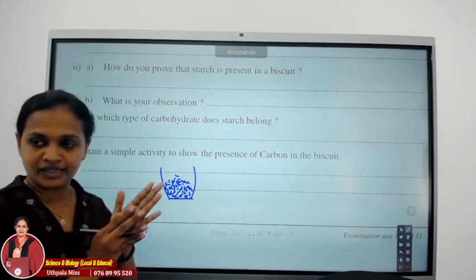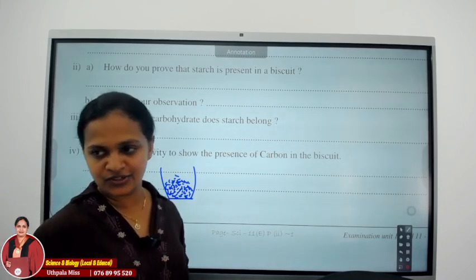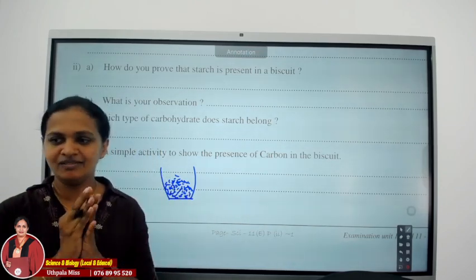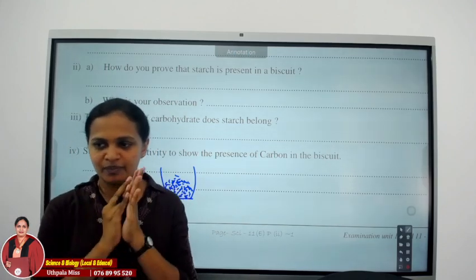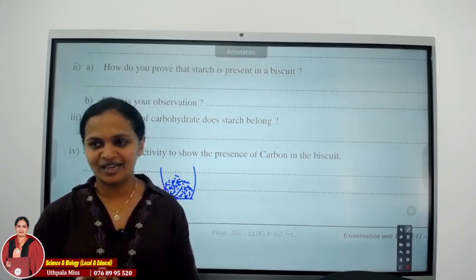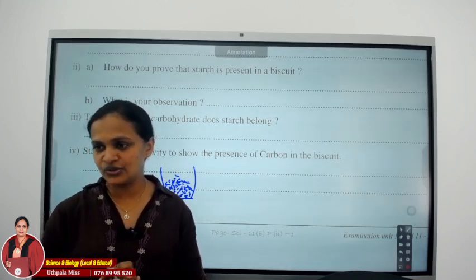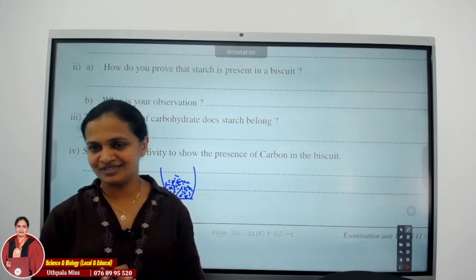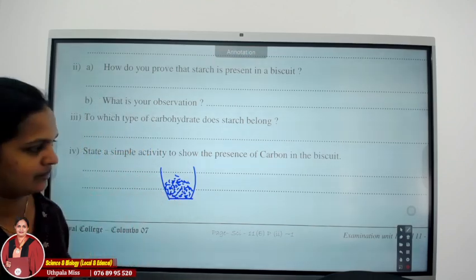Then you can take that black residue onto a white sheet of paper and rub it. Then what will happen? You will be able to see black lines drawn due to carbon. Black lines are visible on the white sheet of paper.